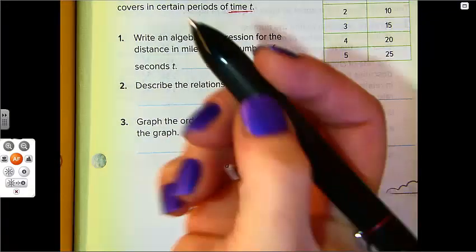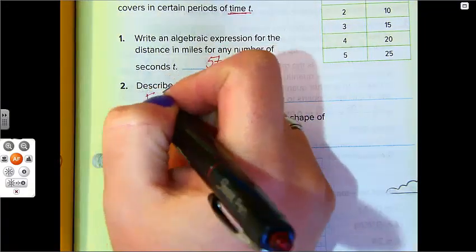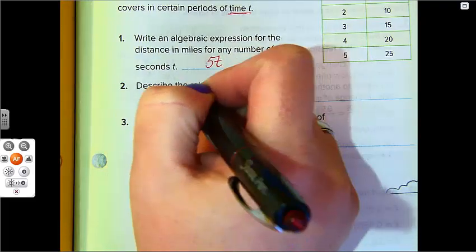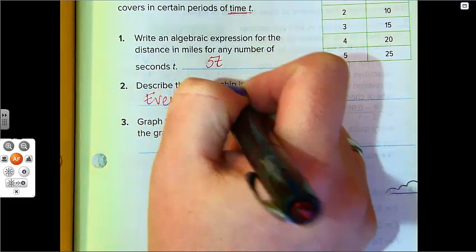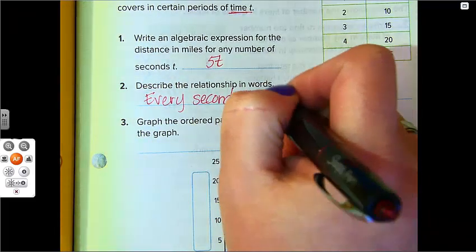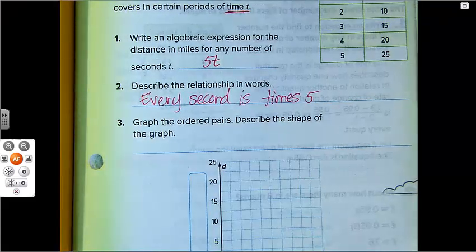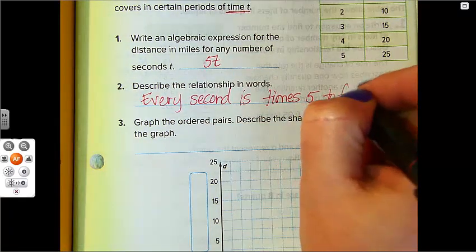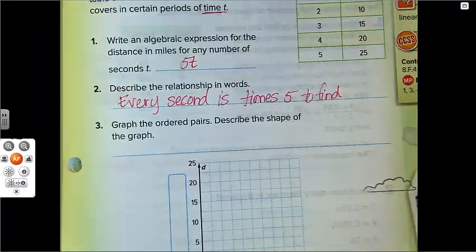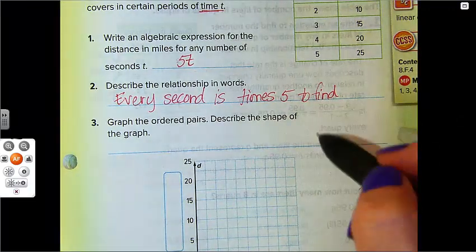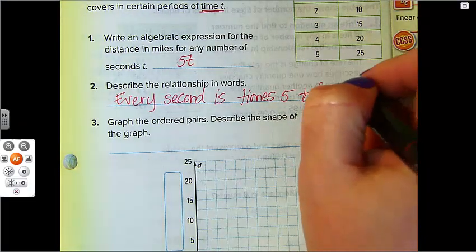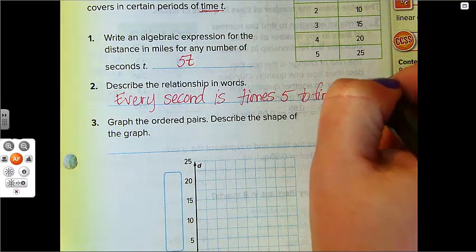For every second, it is times 5 in how far it travels. Okay? So this is to find distance. So for every second is times 5 to find distance, how far it went.